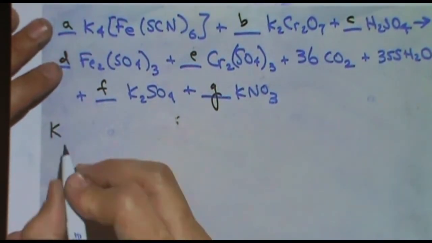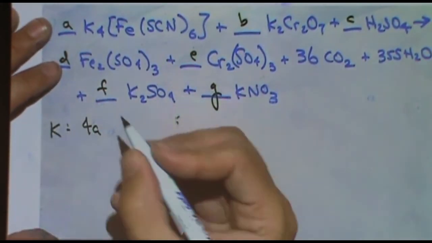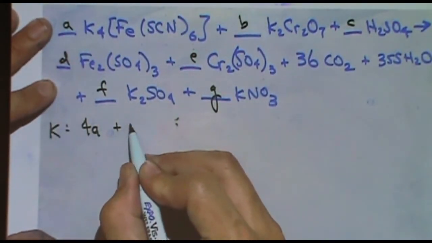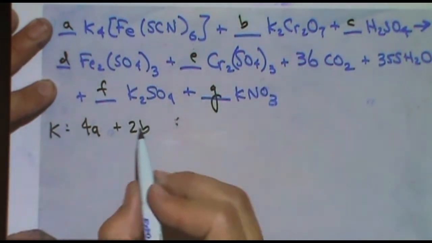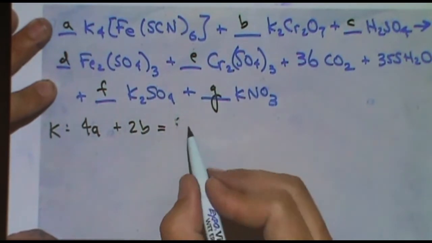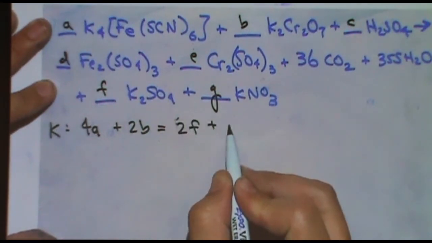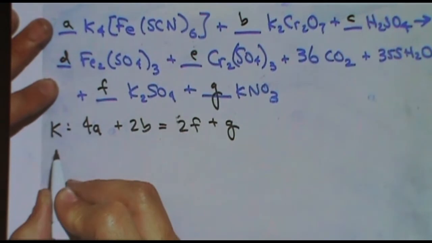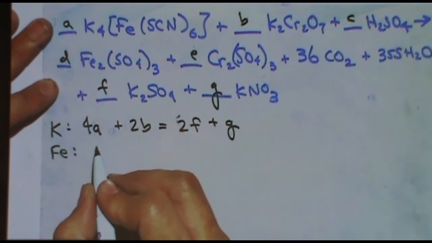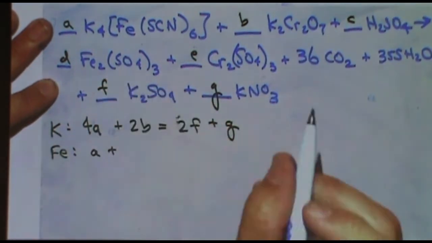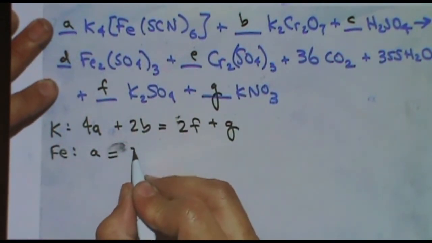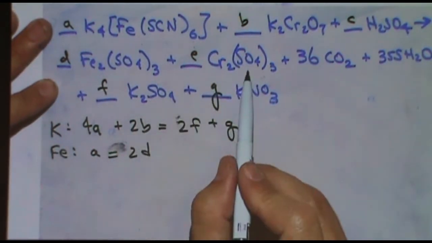So for example, let's say you pick K. So you're going to go 4A, because there's 4 Ks times whatever the coefficient A would be, plus 2B equals, now we're in the products, K, plus 2F plus G. I think that's all the Ks. Now we go to the next one, iron, same sort of thing. So you're going to put A, one there, where else is iron, equals 2D.